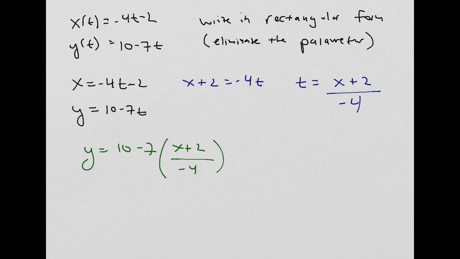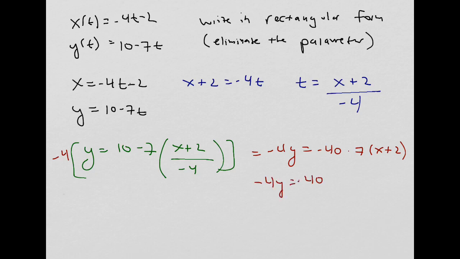Okay, so we should clean this up just a little bit, okay? So let's multiply everything by negative 4. Okay, so we'll multiply everything by negative 4 here. Okay? So we end up with negative 4y. Now don't forget, you need to multiply this term by negative 4 as well, right? So we get negative 40 minus 7 times x plus 2. So that sort of gets rid of the denominators, right? So, let's just clean this up a little bit more. We get negative 40 minus 7x minus 14.